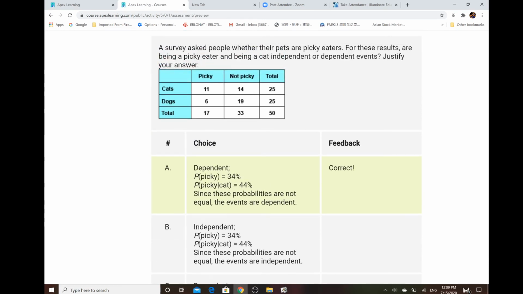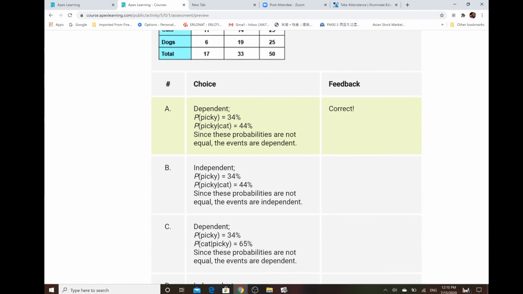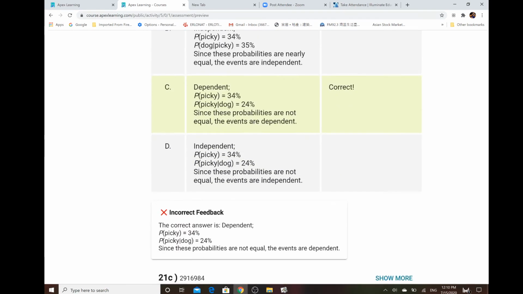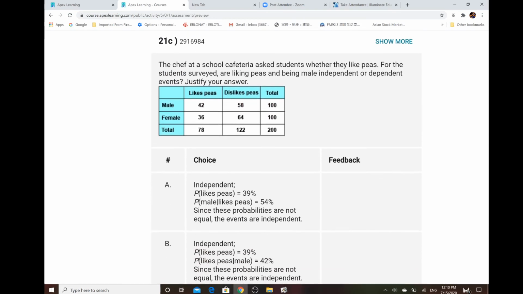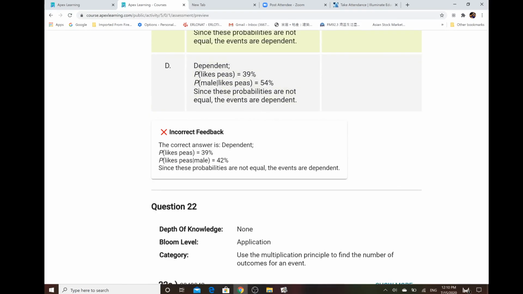So going back to this one here, pretty much the same thing. The probability of picky would be considered 17 over 50, then that'll be 34%. But the probability of picky over cat is 11 over 25, which is considered 44%. Again, those two percentages are not exactly the same. So that's why the events are considered dependent. Okay, so this one's quite similar.